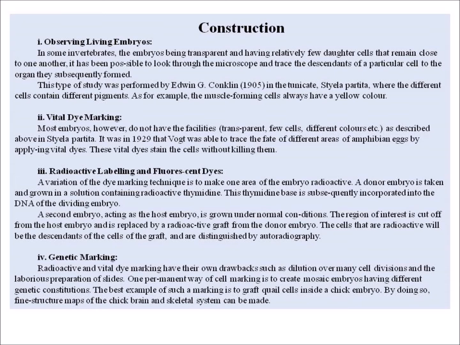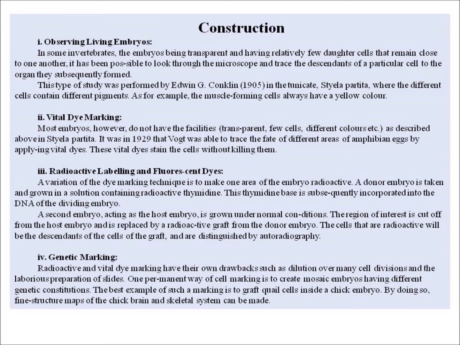Next is radioactive labeling and fluorescent dyes. A variation of the dye marking technique is to make one area of the embryo radioactive. A donor embryo is taken and grown in a solution containing radioactive thymidine. This thymidine base is subsequently incorporated into the DNA of the dividing embryo. A second embryo acting as a host embryo is grown under normal conditions. The region of interest is cut off from the host embryo and is replaced by a radioactive graft from the donor embryo. The cells that are radioactive will be the descendants of the cells of the graft and are distinguished by autoradiography.